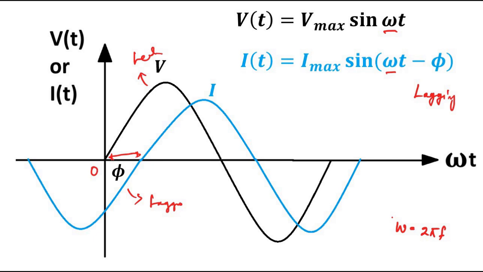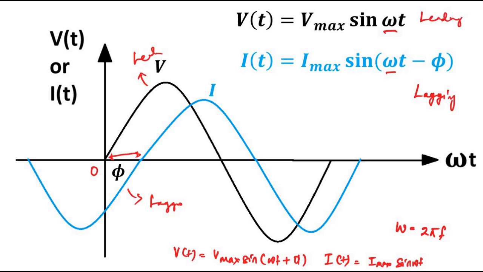In other words, you can also express this as Vt is equal to Vmax sin omega t plus phi, and in that case you will write It as Imax sin omega t. So you have two choices: you can write Vt as Vmax sin omega t and It as Imax sin omega t minus phi, or you can write Vt as Vmax sin omega t plus phi and It as Imax sin omega t. In either case, It should be lagging and Vt should be leading.